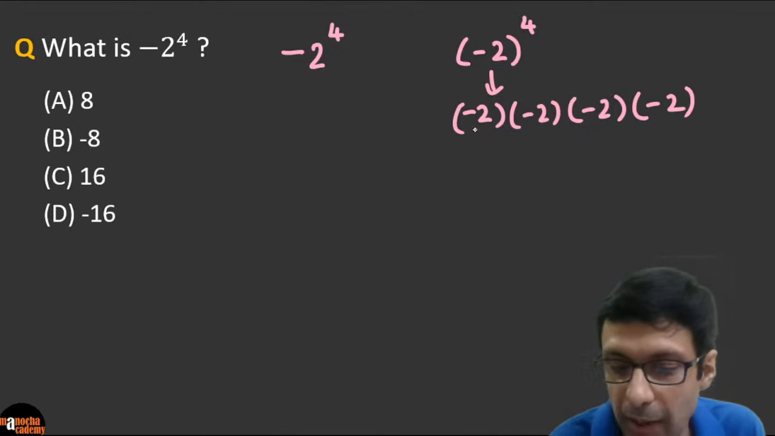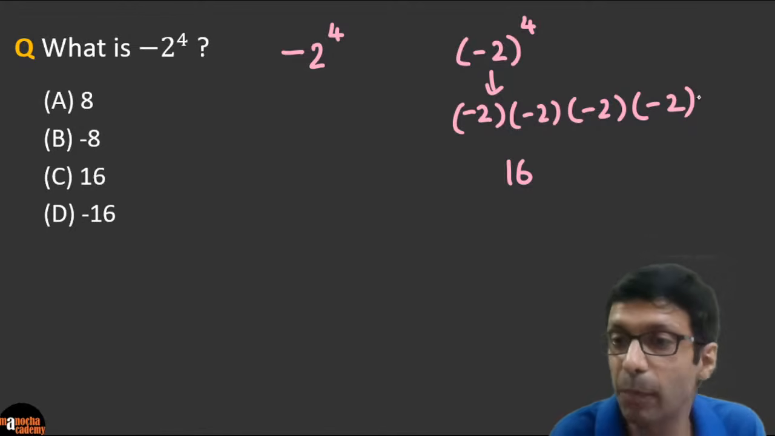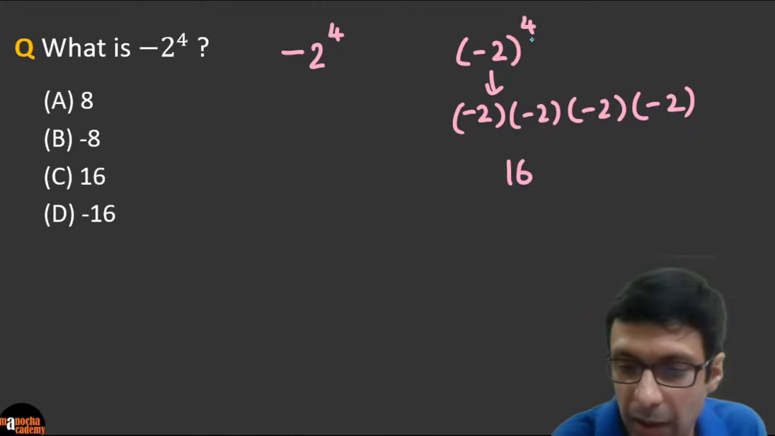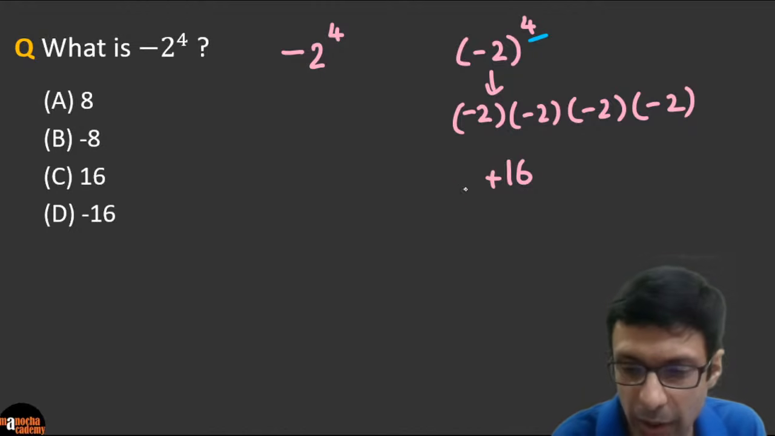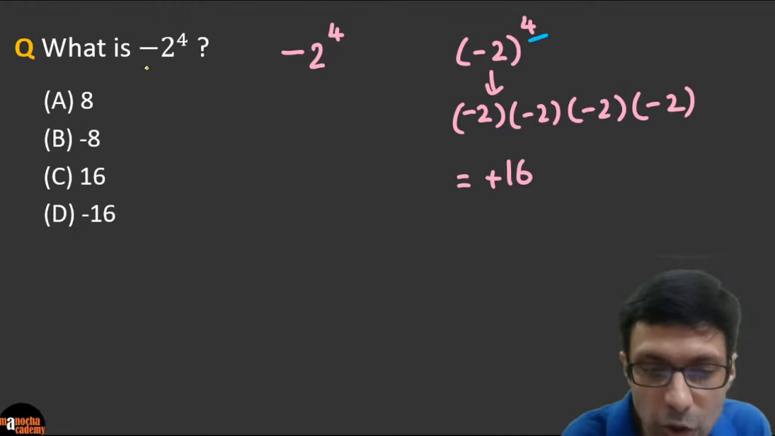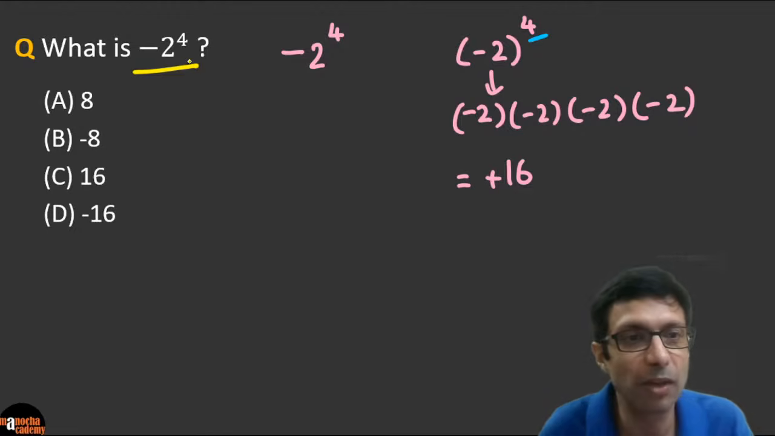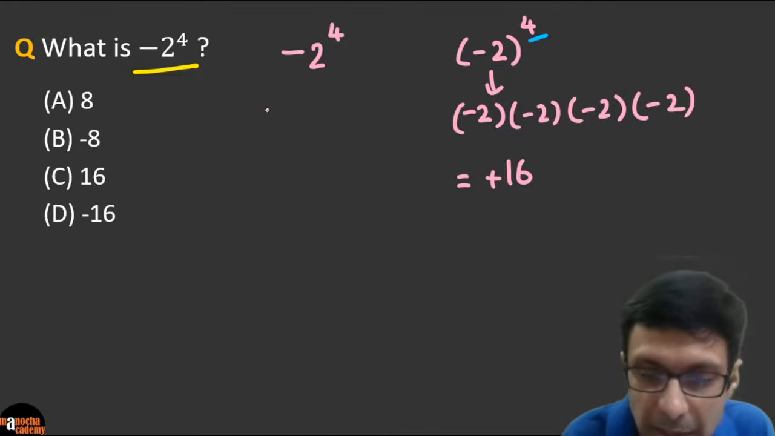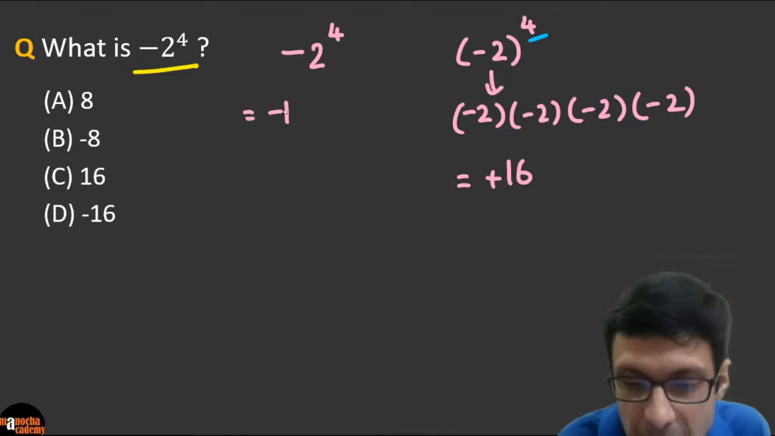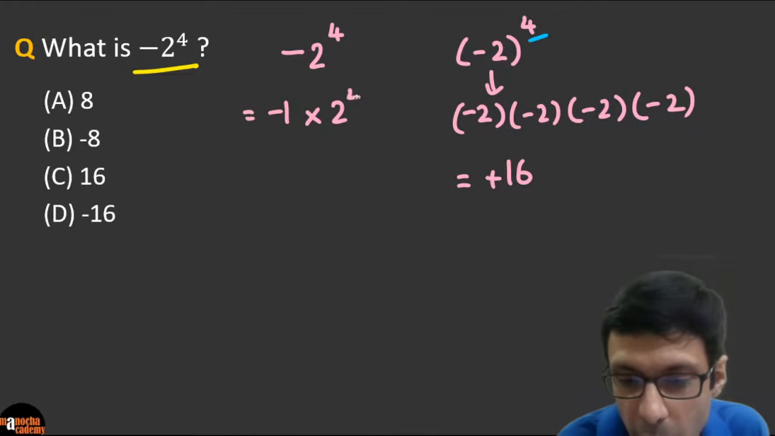Okay, so there we can apply our rule. 2 times 2 times 2 times 2 is 16. And since we have the minus sign multiplied 4 times, we have an even power, so it's going to be plus 16 for this one. Okay, so this answer is going to be plus 16. But guys, be careful about this notation. So I purposely gave a little tricky question here, that when we write minus 2 to the power 4, this basically means minus 1 into 2 to the power 4, if you want to think of it that way.